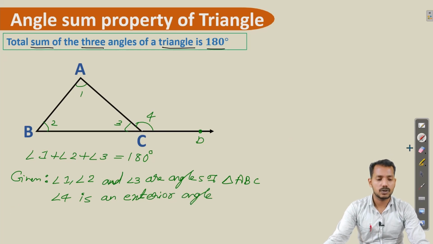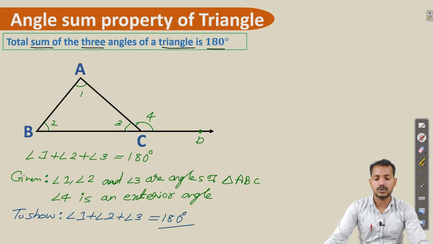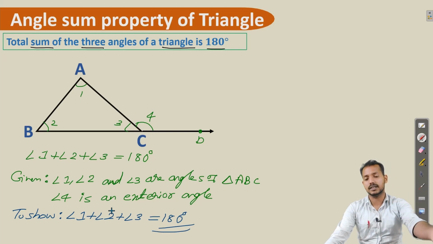What we need to show? We need to show that angle 1 plus angle 2 plus angle 3 is equal to 180 degrees. This is what we need to show. Sum of the three angles is equal to 180 degrees.